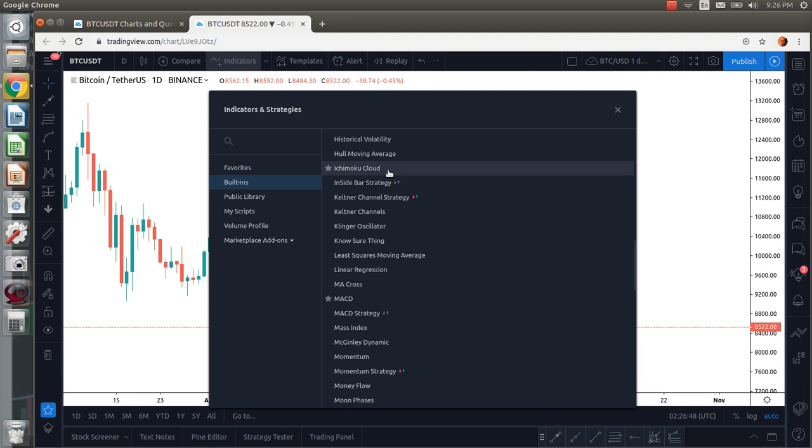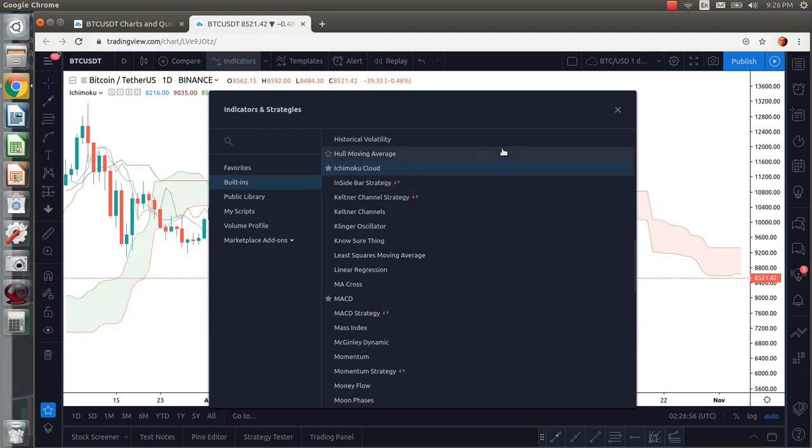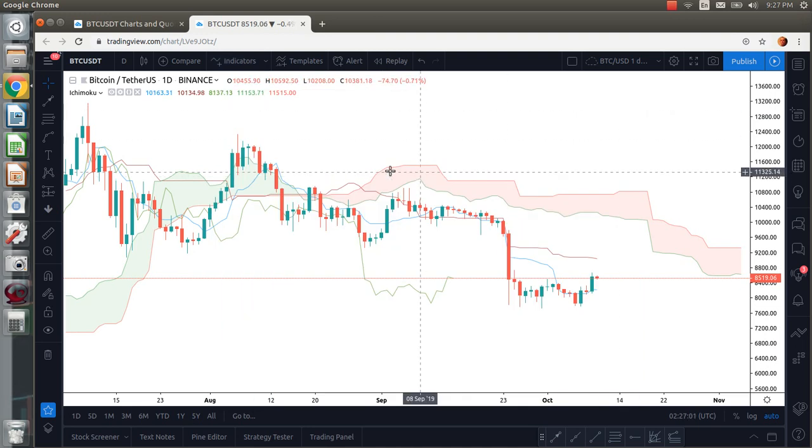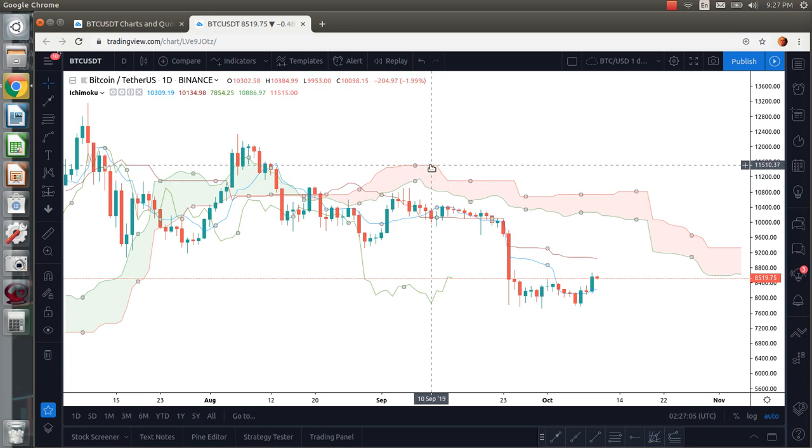So I like to use the Ichimoku cloud right here. You can see I even have it start off. When you start it, it makes it one of your favorites. And I'll go ahead and put that on the chart, Ichimoku. Okay, so that's the first one I'm going to start with, and that's what this is. This green and then red. I'm going to go ahead and change it because I want it to be more defined than that.